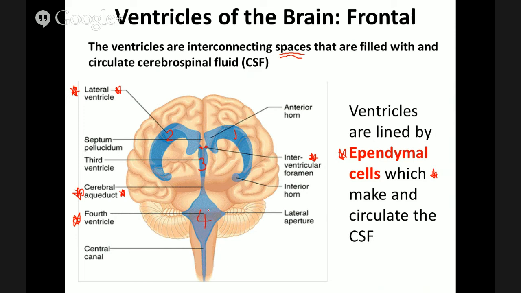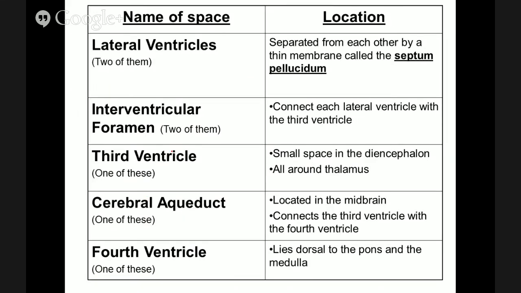Now you'll notice when you're down here at the fourth ventricle, you've got these lateral apertures. These are allowing the CSF to come out into the subarachnoid space and allowing it to circulate around the outside of the brain like that. Also, you'll notice that the fourth ventricle is continuous with the central canal of the spinal cord. That central canal is a little hole that's in the very middle of your spinal cord, and CSF is found in there as well.